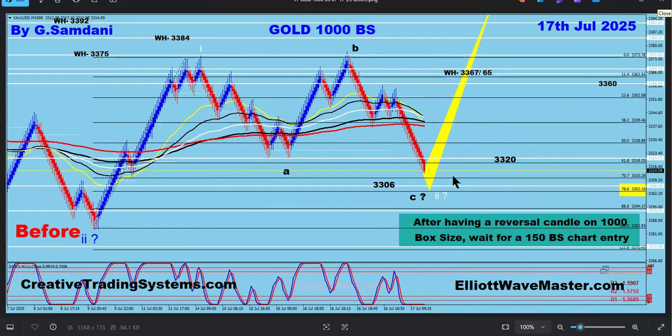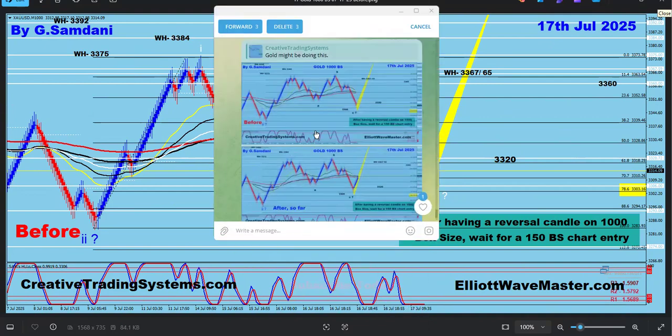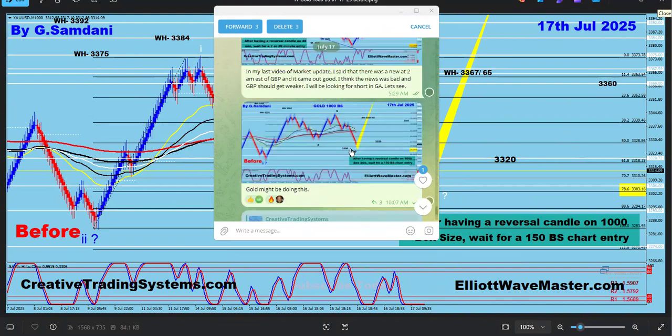This is the chart I made today, earlier, right? And I posted this chart on the Telegram. You can see that, this is made, and then it says gold might be doing this. You see that, right? So let me see the chart I posted here. I said gold might be doing this. Then right there, and it may go to the upside.